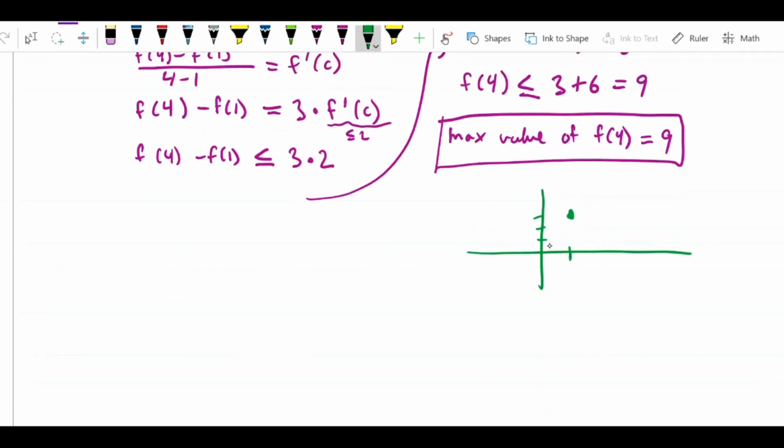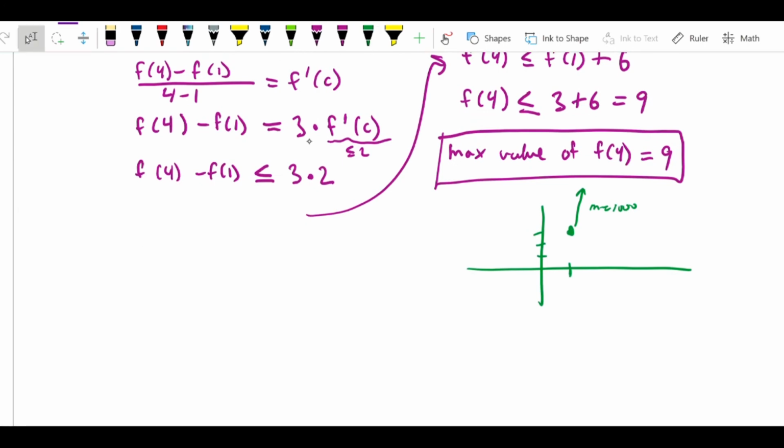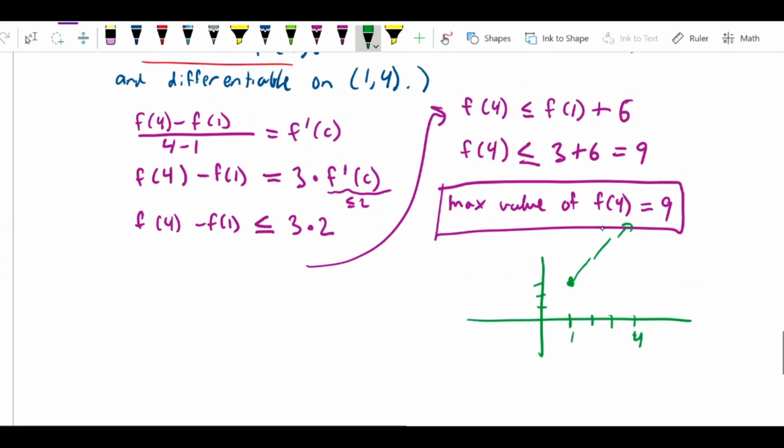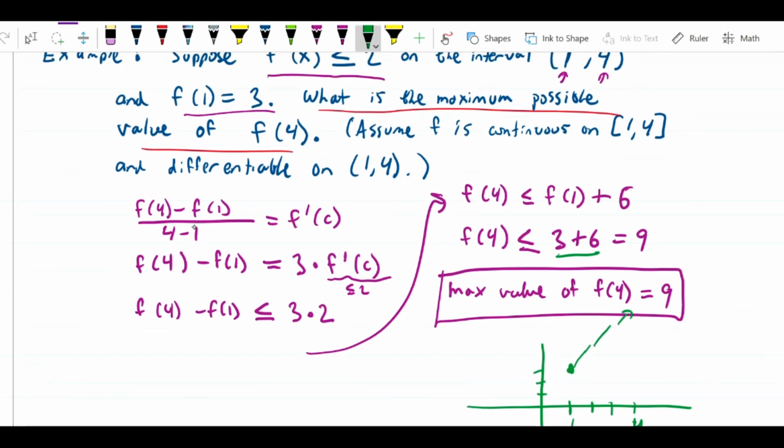So it wouldn't be possible, let's say, for the function to just go from here and then go zooming up at a slope of 1,000. Why? Because we're told that the derivative can't be any greater than 2. So this isn't a possible scenario. The most it can go up is at a rate of 2, 2, and then another 2. If every time I move 1 unit to the right, I go 2 units up, that would take me 6 more units above where I am, which is exactly what this equation is showing. This is the formal way that we get there through the mean value theorem.